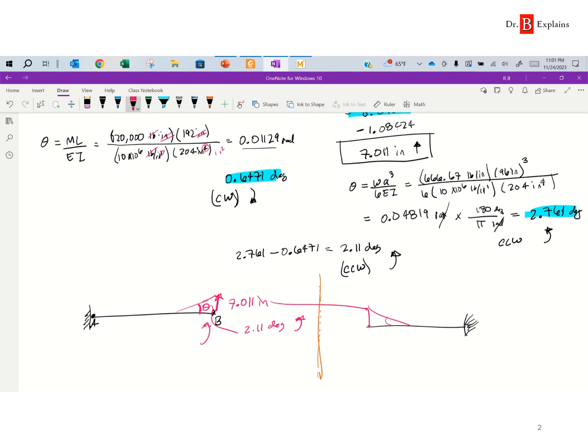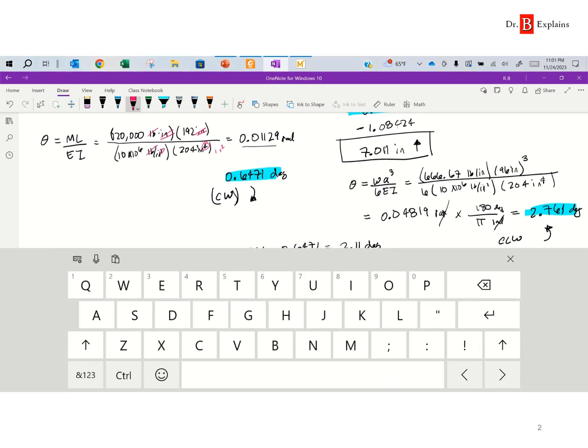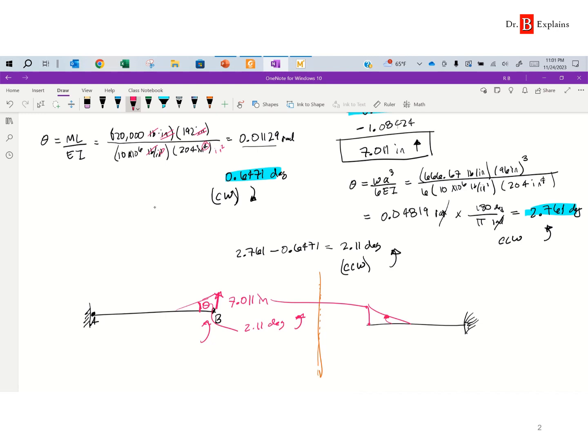About 7 inches up. And with an angle now of 2.11, except now the angle is in the other direction, which would make it a clockwise direction. Right? So the distance in inches doesn't change. 7.011 inches up, right? But what changes is the angle, and that's because we have to mirror the problem to go back to the original. So there we go. That's the answer for that one.